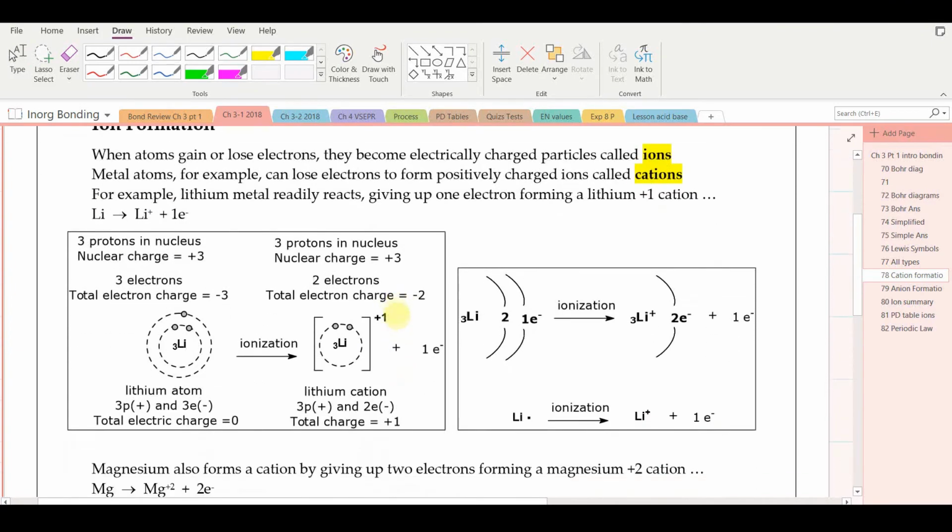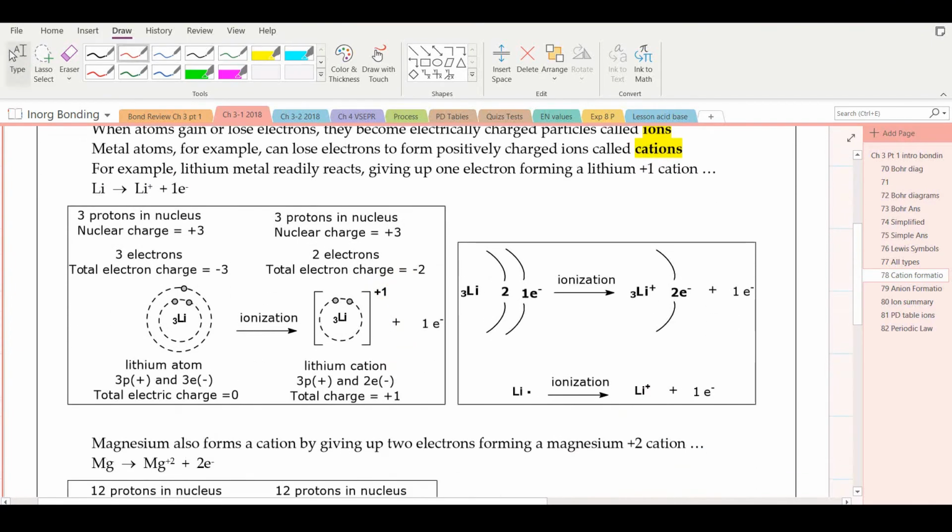Look at our models. Here's the Bohr diagram. Element number 3, 3 protons and 3 electrons, 2 in the inner shell, 1 in the outer shell. When lithium ionizes, only the outer shell electron is gone. We're left with lithium with 3 protons still in the nucleus, but only 2 electrons. The total charge then is plus 1, and here's our electron lost.